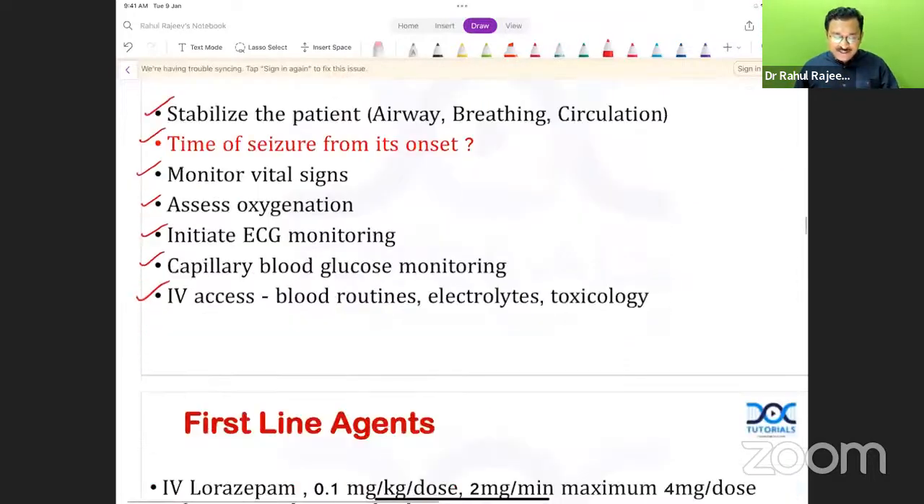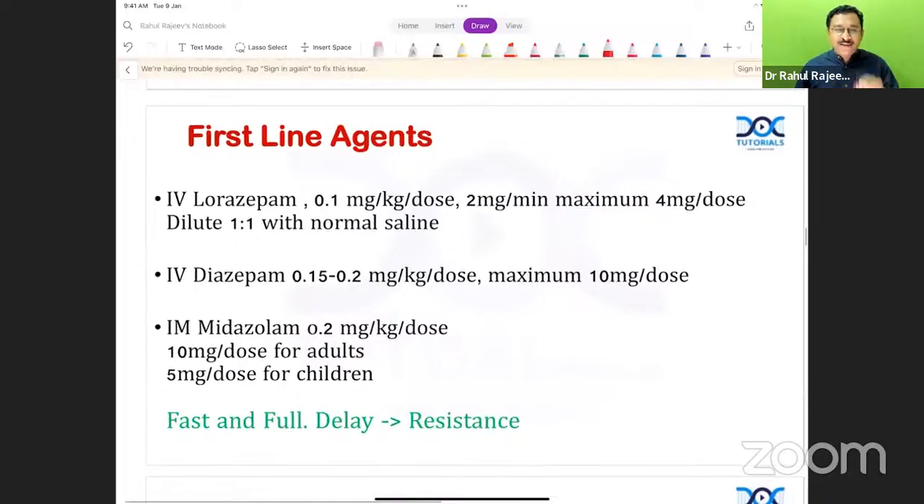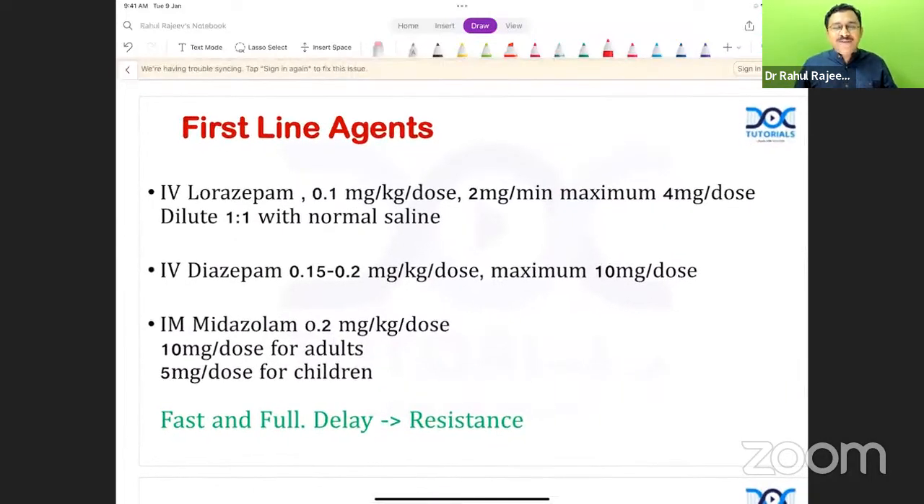Now, after the initial steps, you have to put an IV line and start off with the anti-epileptics. Which is the first line anti-epileptic that should be given? Yes, it is a benzodiazepine. Usually benzodiazepines are the preferred first line agents for status epilepticus. Why not a drug like phenytoin? It's because of the latency. You want a drug that is going to act very fast. There should not be any latency for the onset of action, which is why you are giving benzodiazepines as the first line.